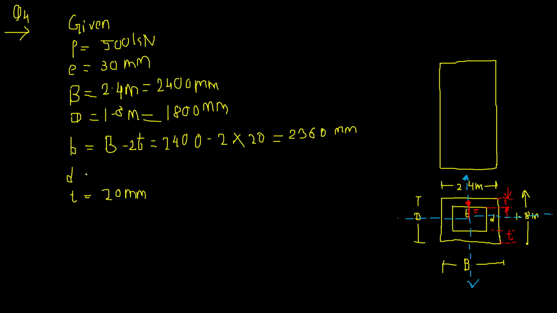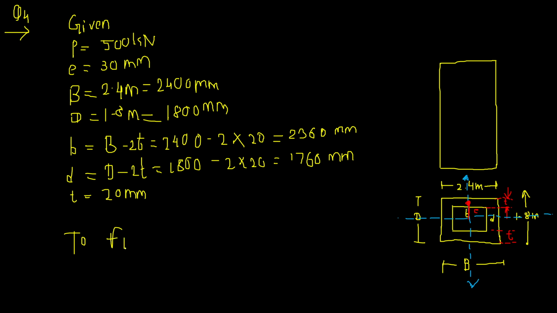2360 mm. Similarly, small d is equal to capital D minus 2t. Capital D is how much? 1800, minus 2 into 20, that is 40. 1800 minus 40 is 1760 mm. Now, all of this is what has been given to us. What is the next step?